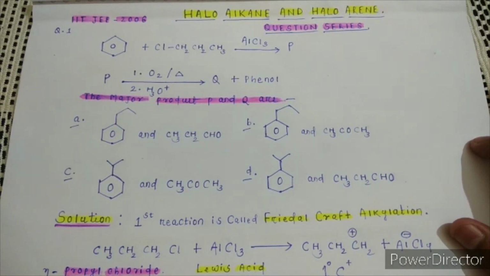Look at the first step: benzene is given, and when benzene reacts with n-propyl chloride in presence of AlCl3, this is a name reaction, called Friedel-Crafts alkylation reaction. Four options are given, but you don't have to look at the options, just look at the question. Benzene with n-propyl chloride, meaning alkyl chloride, in presence of AlCl3, which is a Lewis acid. Then this is a Friedel-Crafts alkylation reaction. So the first step is Friedel-Crafts alkylation. Then you will solve.